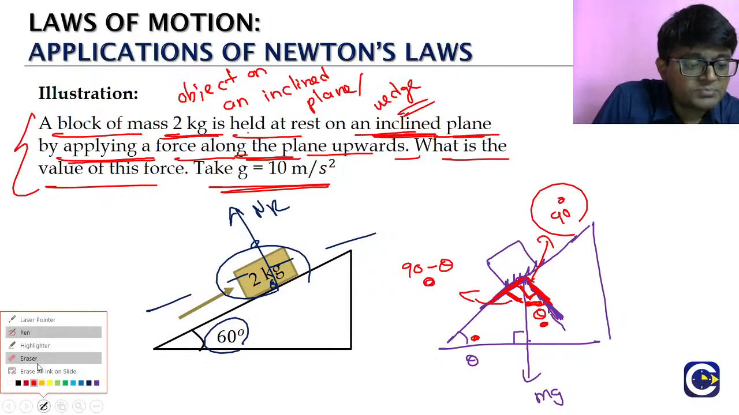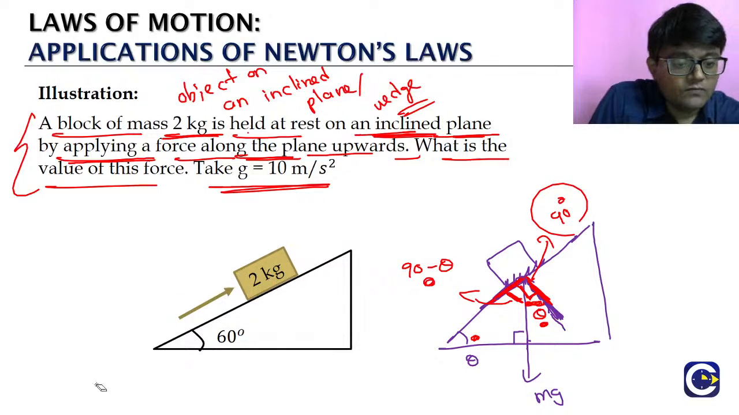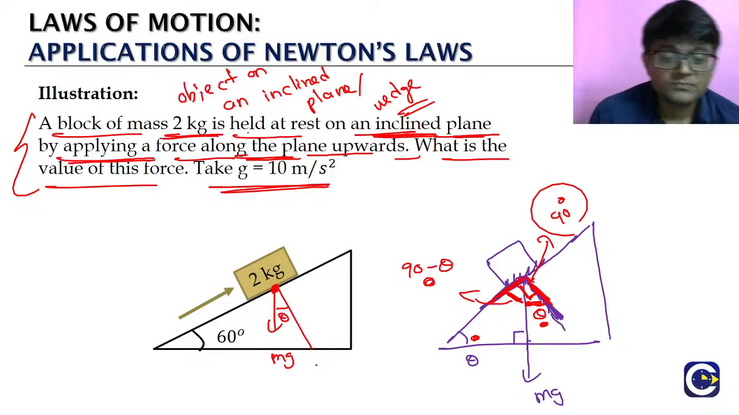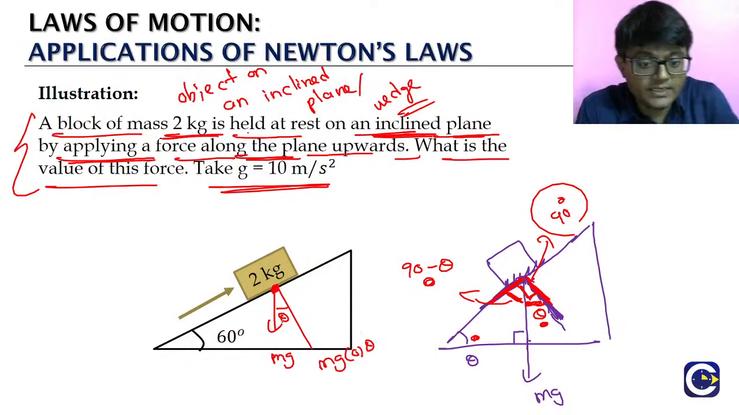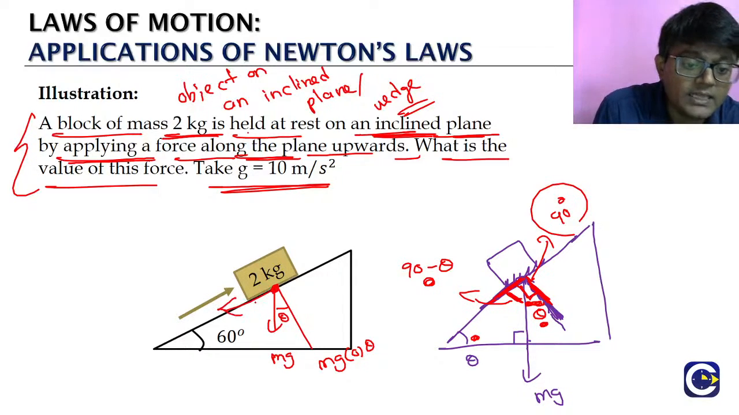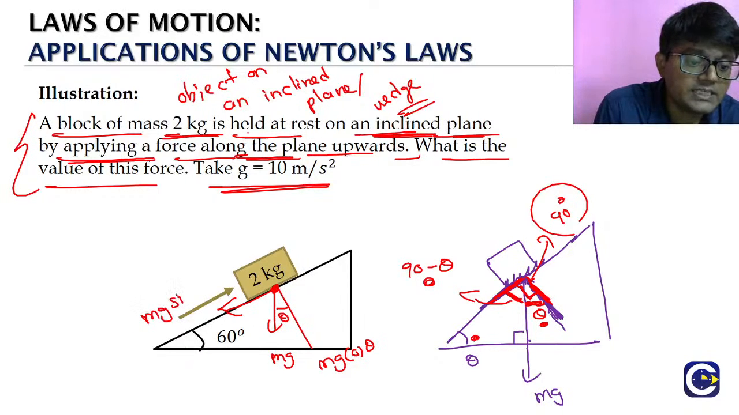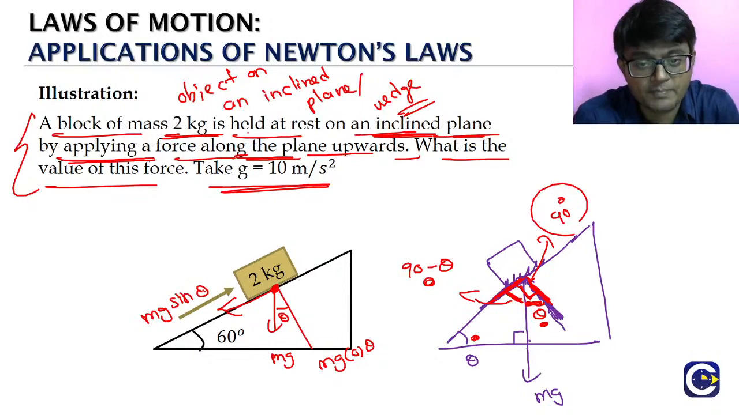So what are we able to conclude? The angle that the weight makes with the vertical to the plane is theta. Look at this, this is the weight. So the perpendicular component is going to be mg cos theta, and the component along the plane will be mg sin theta.